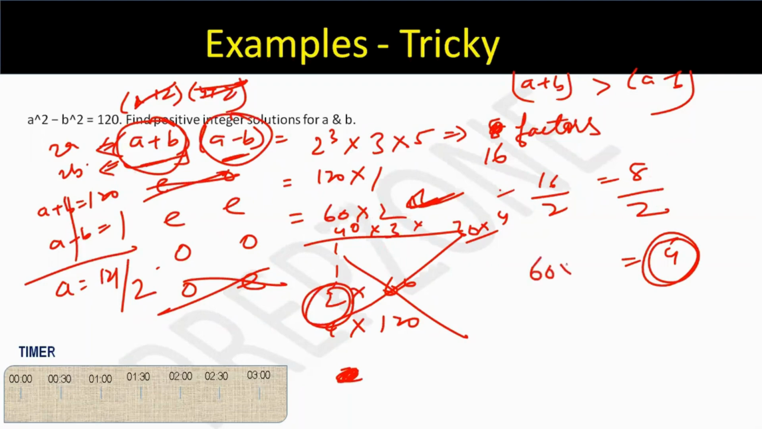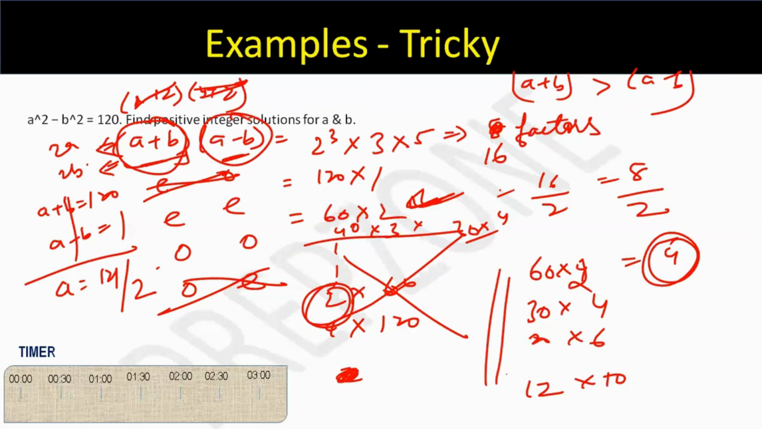which means 60 into 2, 4 आ गए, this is has to be 30 into 4, 6, and then 10, 12 into 10, and 6 into 20. These are the 4 cases, right?